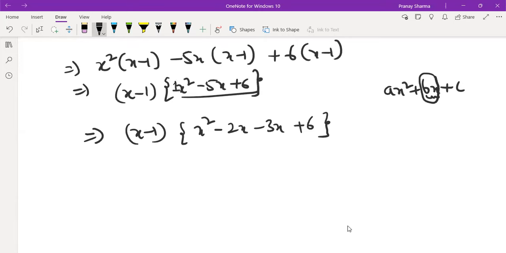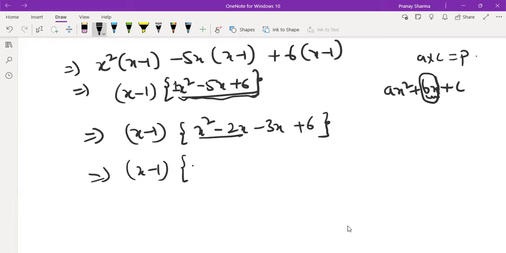A is 1 here. So when you do a into c, you will be having the product. Product comes out to be 6 in this case. When you multiply minus 2 and minus 3, you will be getting plus 6. But if you add minus 2x and minus 3x, you will be getting minus 5x. So integrity is not disturbed, right? Although you can solve this with the help of factor theorem as well, I just wanted to give you an insight of this concept as well, right?